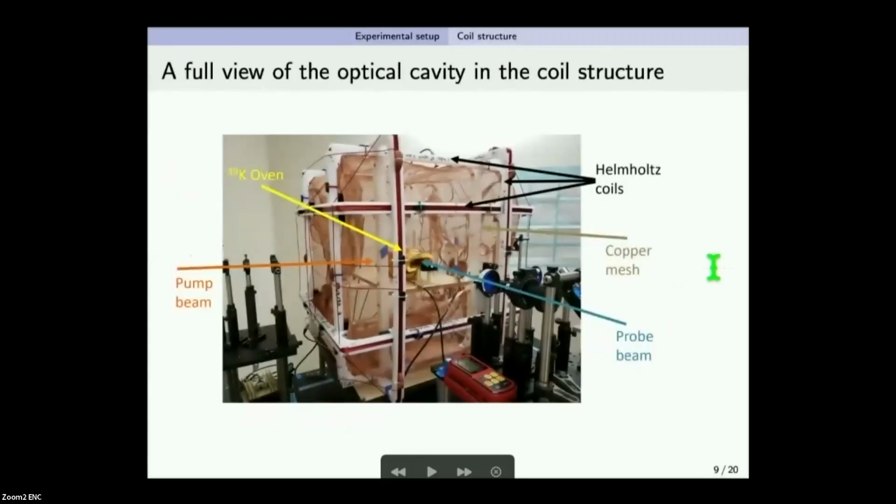And this is just an image of my setup. So I have this copper mesh that's acting as a sort of pseudo Faraday cage. There's big holes in it, so it's not perfect. But you have the pump beam coming in from both sides. You have the probe beam coming in the front, making that M pattern, as I said. The Helmholtz coils cancel out and set the Larmor precession frequency of the atoms. And then you have the oven that's electrically heated to get the right number density.